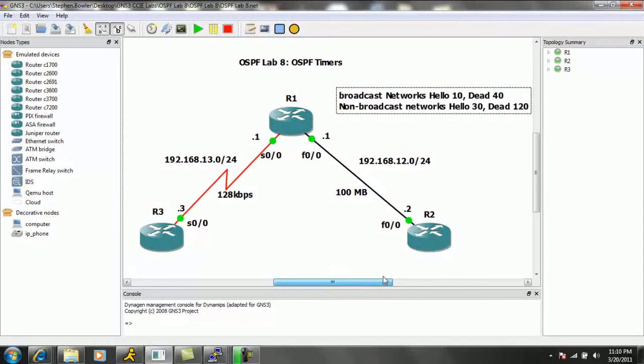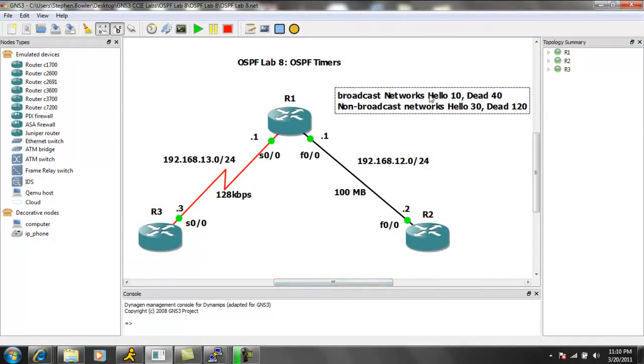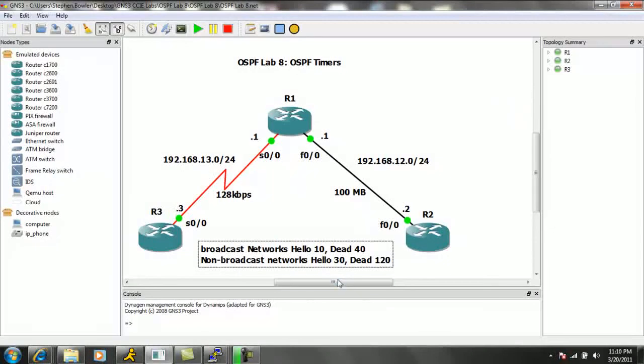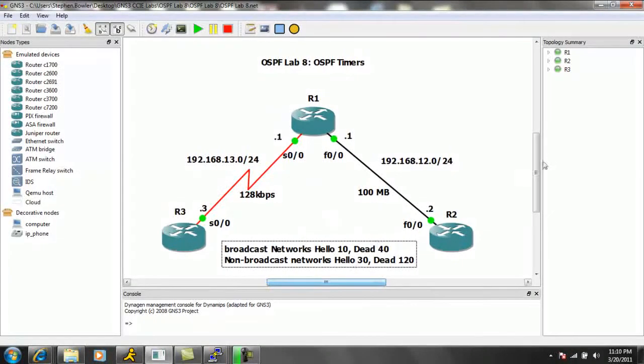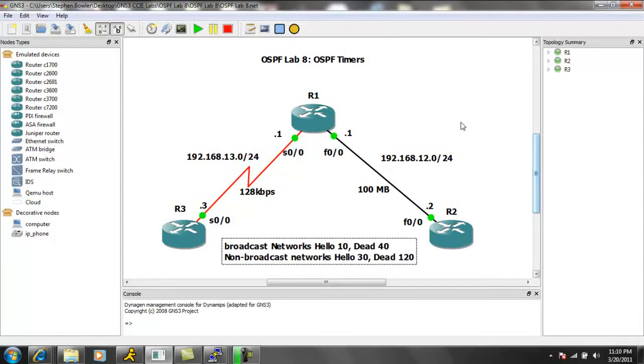So let's go ahead and take a look at these values. We'll show you the default values, and we'll also show you how to manipulate the default values so that you can make, again, convergence times faster between neighbor outages and how to detect those neighbor outages faster. We will also take a look at OSPF fast hellos and the concept of sending sub-second hello messages from router 1 to router 2. Again, this is a 100 meg link.